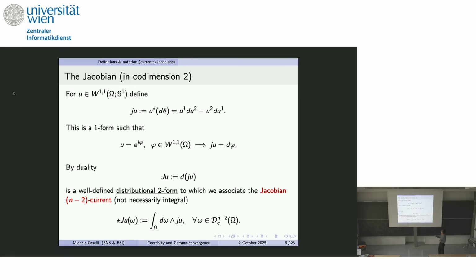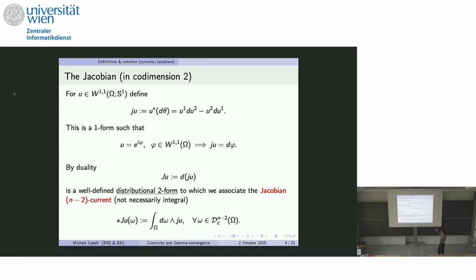So, by duality, you can take another differential, in the sense of distributions, of little j of u. Okay. This is called the Jacobian n-2 current. It is a well-defined distributional two form, right? So you can really imagine that in R^n you can expand the Jacobian as a two form. Just the coefficients are distributions, so they can be concentrated on singular, on lower dimensional objects.